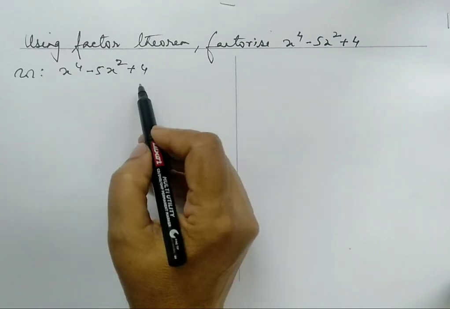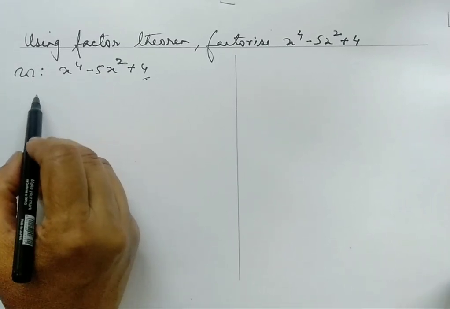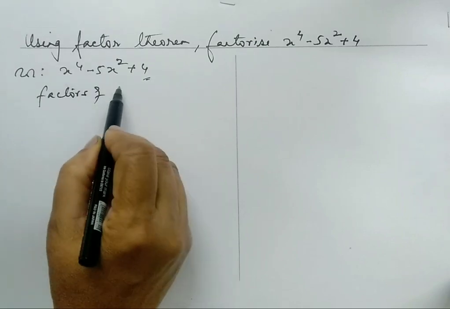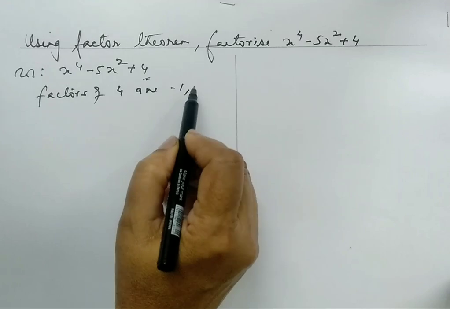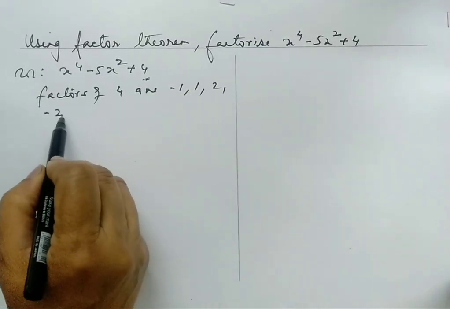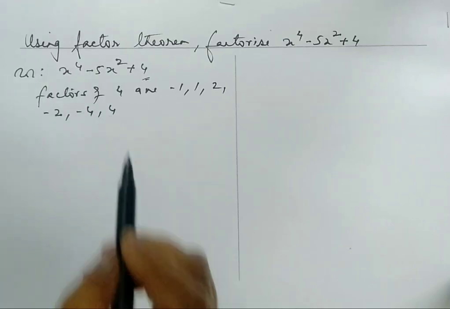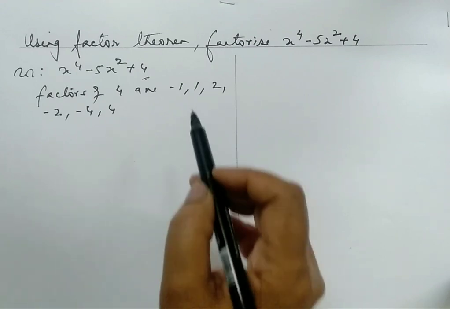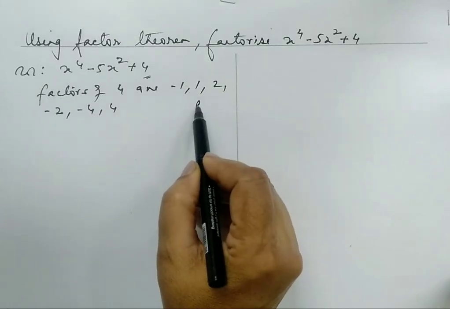So first thing that we do is we try and find out the factors of 4. So factors of 4 are, say, minus 1, 1, 2, minus 2, minus 4 and 4. There may be some students who might not understand these. So for them, let me explain you.